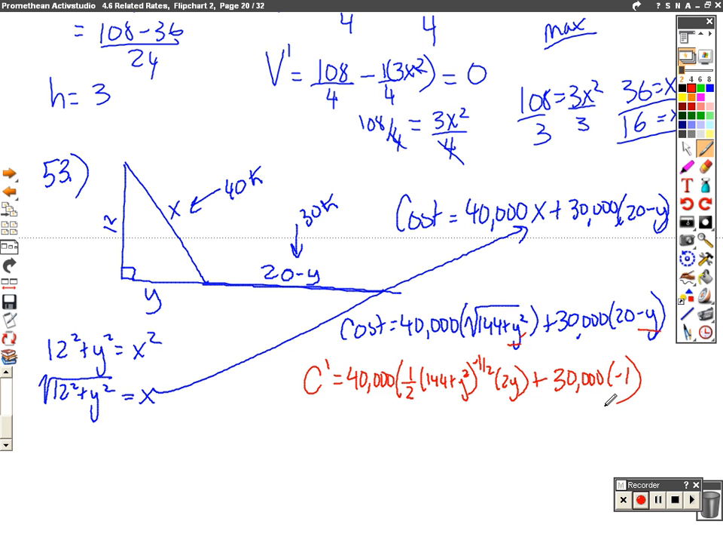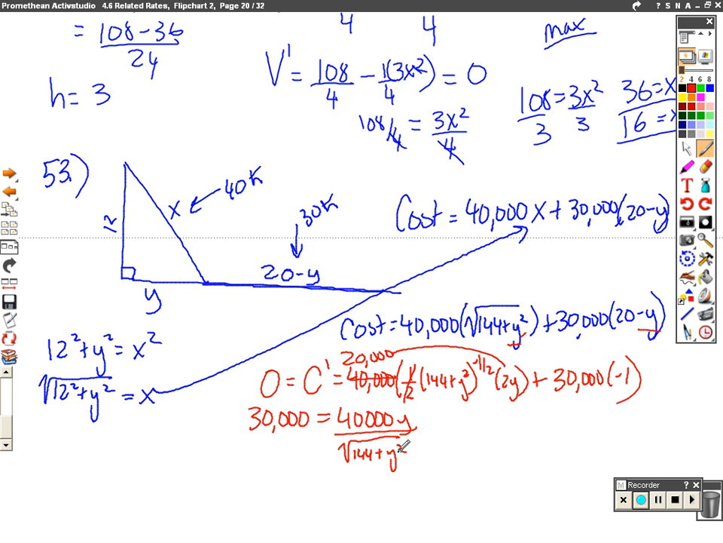So we've got 0 equals this whole thing. I'm going to add the 30,000 to the other side. And right here, I'm gonna have this 40,000. It becomes 20,000. So 20,000. Oh, but then I have to remultiply it by 2. I apologize. So that's really still 40,000. So we got 40,000 y on top. And on the bottom, we've got this annoying square root of 144 plus y squared, right?